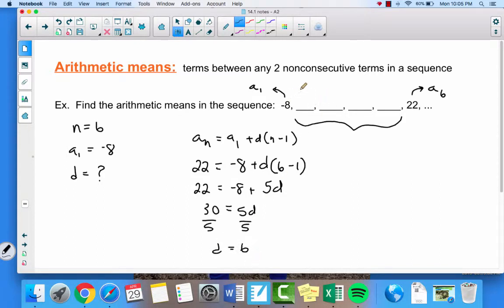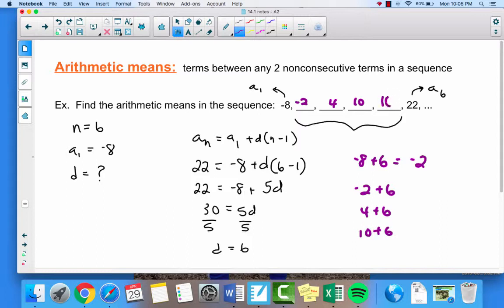So what that means is I'm going to add 6 each time to my first initial number, and that can fill in the blank. So -8 plus 6 is going to get you -2. -2 plus 6 will get you 4. 4 plus 6 is 10. And then 10 plus 6 is 16. And it should work out, if you've done it correctly, that 16 plus 6 does get us 22. So the arithmetic means are these four numbers, -2, 4, 10, and 16.